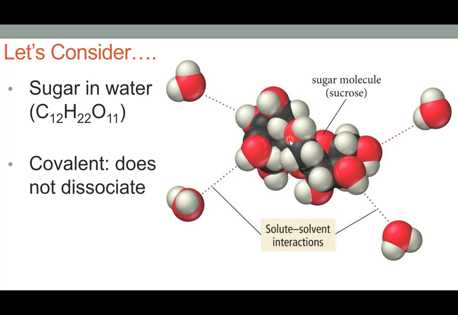What causes it to dissolve are these interactions with water. These interactions are a little bit beyond this class, but just know that it does interact with water and it does dissolve in water. The big take home here is it does not dissociate, it does not break apart.